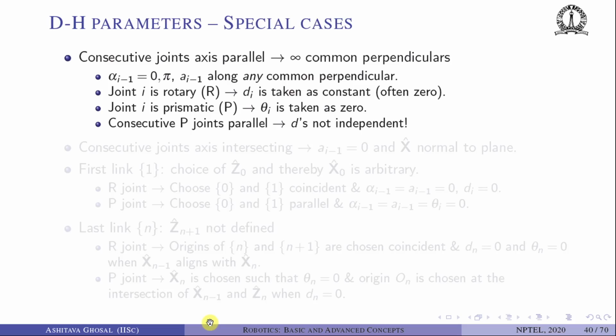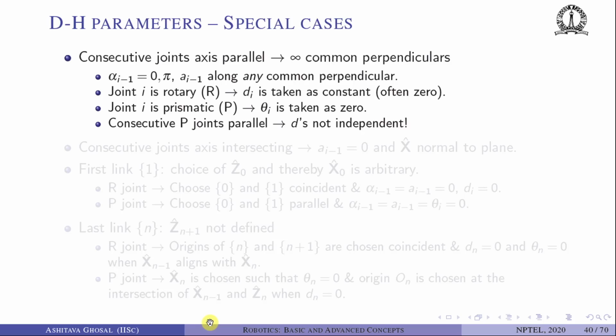So now let's look at some special cases. Okay, the first special case, there are 4 of them. The first special case is if the consecutive joint axes are parallel. Okay, if there are 2 lines in space which are parallel, then there are infinitely many common perpendiculars. So if you have 2 joint axes which are parallel, then the twist angle alpha i minus 1 is 0 or pi. And a i minus 1 is the same for all the common perpendiculars. So you pick any of them. Okay, so a i is along any common perpendicular.